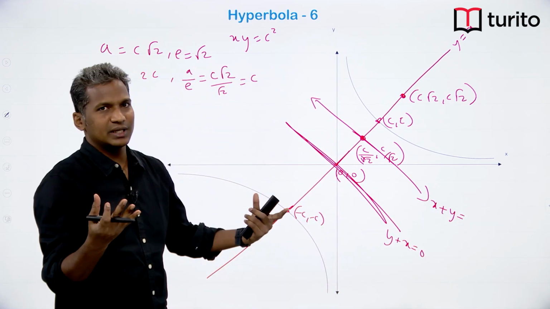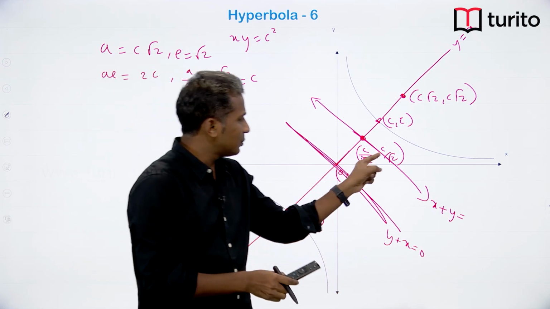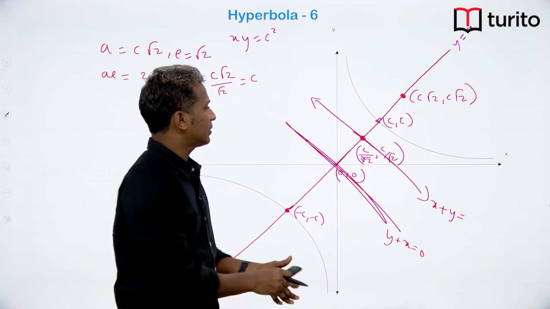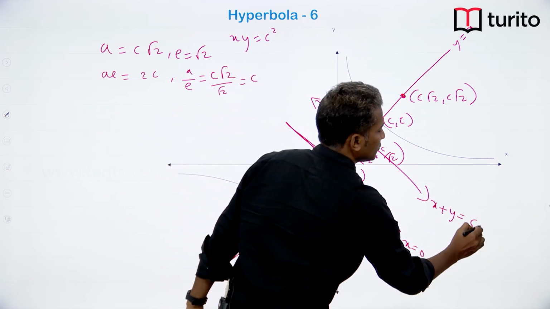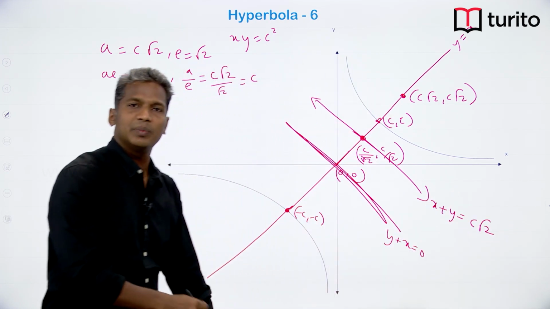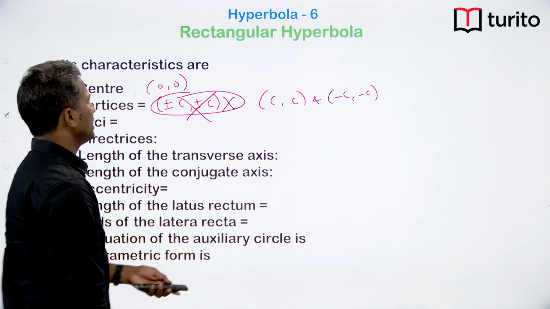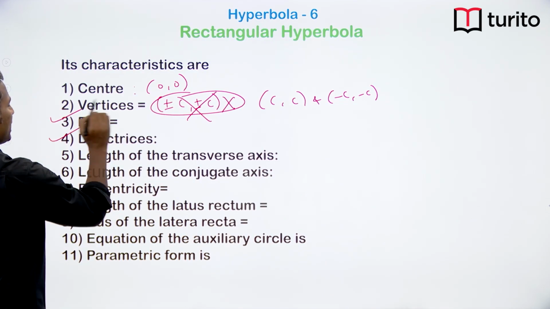How do we get the constant? I keep repeating the same idea. Put the point in LHS, you get the RHS. Okay. So, c by root 2 plus c by root 2 will give you c root 2. That becomes our directrix. So, here what have we done? We found the foci, directrices.